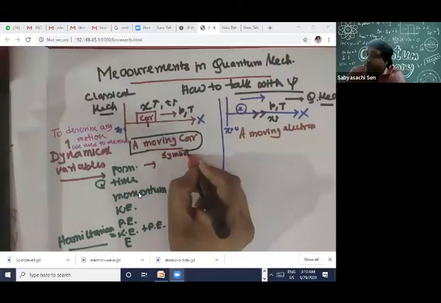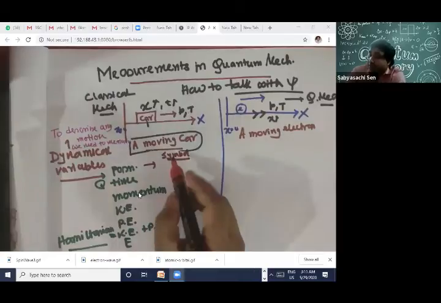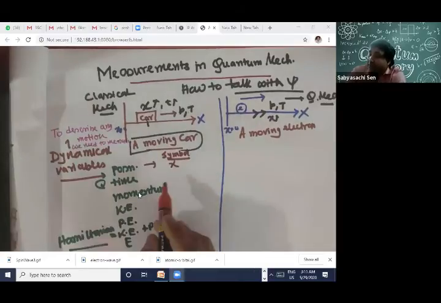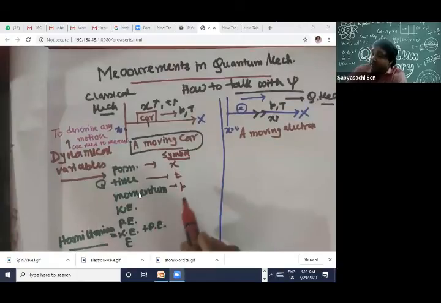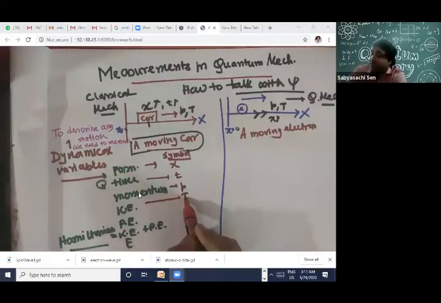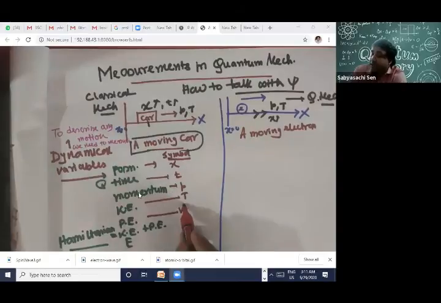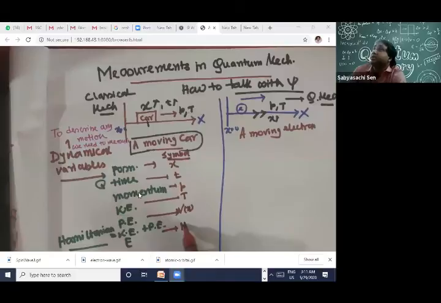For position it is x, for a one-dimensional problem. Time is t, momentum is p. I have already used the kinetic energy T, and potential energy V of x, which is a function of position. Hamiltonian is represented by the symbol H. Energy is represented by the symbol E.